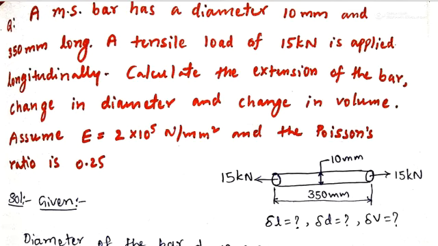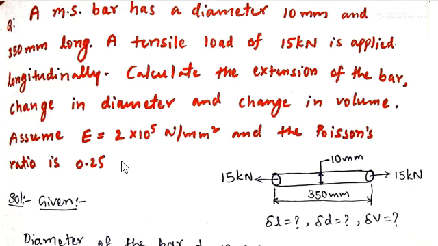Now we are seeing a problem from the topic simple stresses and strains. Let us see the problem. A MS bar has a diameter 10 mm and is 350 mm long. A tensile load of 15 kilonewtons is applied longitudinally. Calculate the extension of the bar, change in diameter and change in volume.